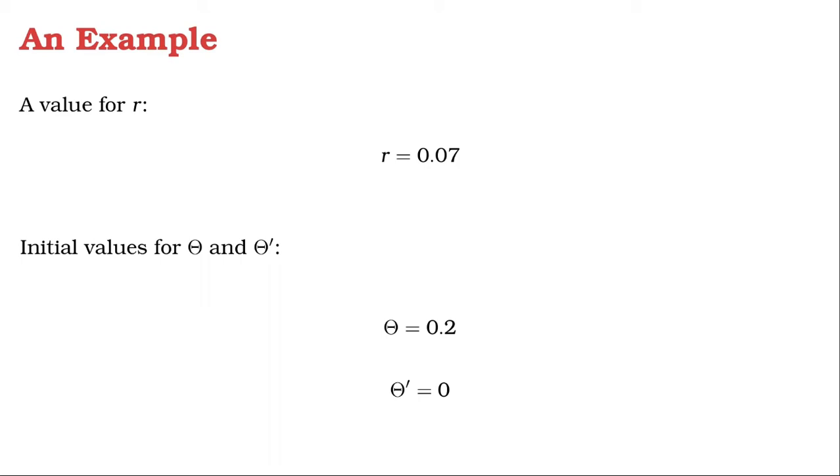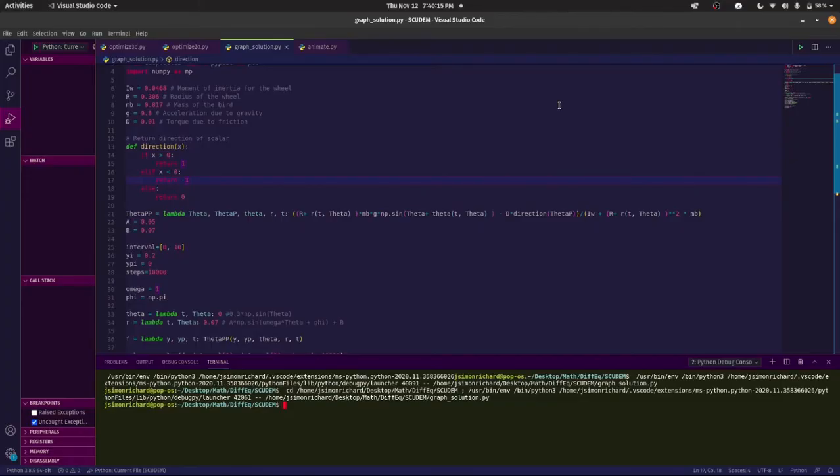Now, let's simulate it. In order to simulate the solution to our initial value problem, I wrote a Python script. This Python script uses the modified Euler's method I described earlier to estimate the solution. It calculates 10,000 steps over the interval 0 to 10. Let's run it.